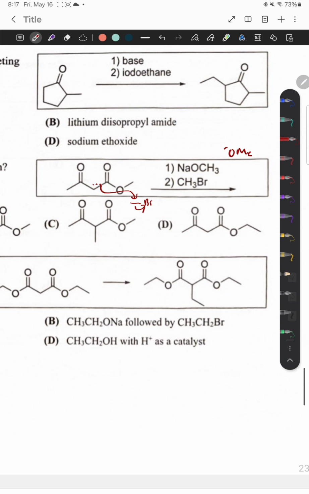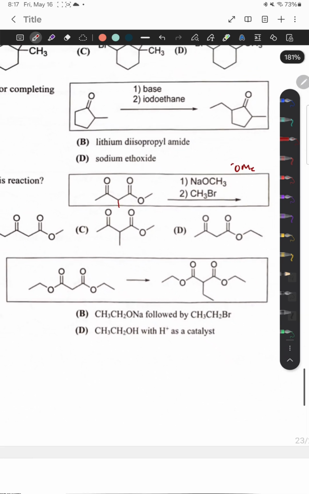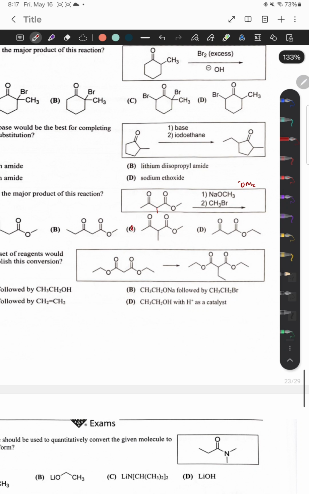And so what happens is the methyl will attach here. So based on the prediction we made, C would be the answer.